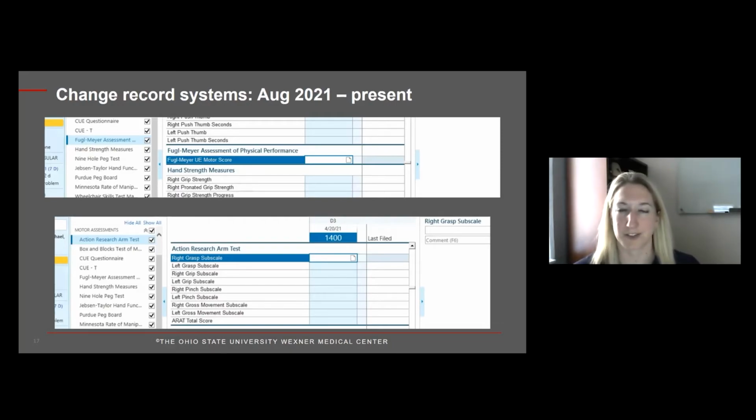And this process of changing these record systems started in August 2021, and it's still an ongoing process because as our practitioners have begun to implement these two standardized assessments, they've now made requests that they would like to see the individual items of each assessment listed in EPIC so that they can document those scores individually as they go, and then hopefully have EPIC just calculate the final score for them. And we want this to be as easy as possible for our practitioners to document. And so it's an ongoing process of trying to get EPIC updated so that we can have each of those individual items listed for the Fugl-Meyer and the Action Research Arm Test as well.